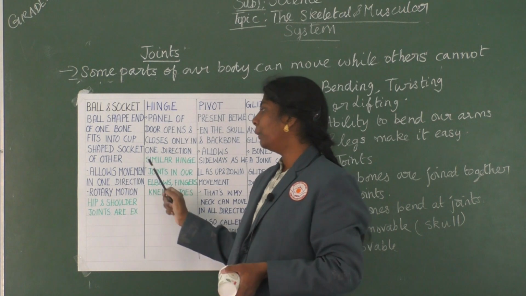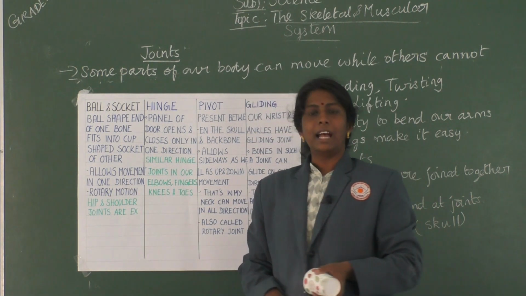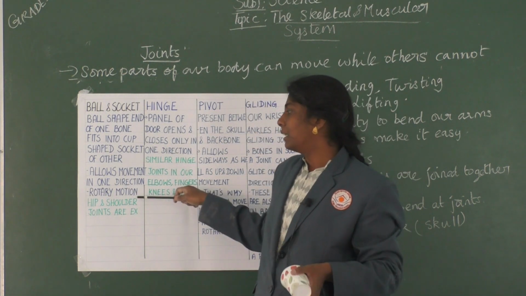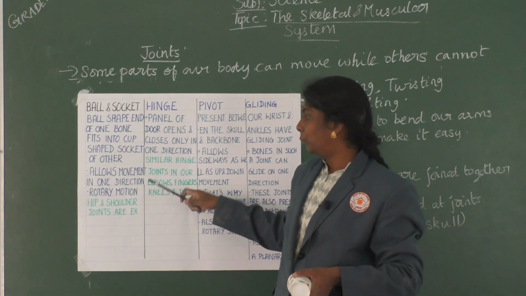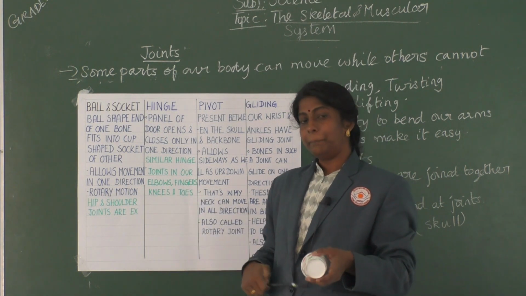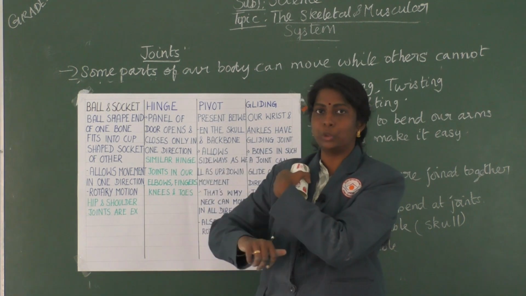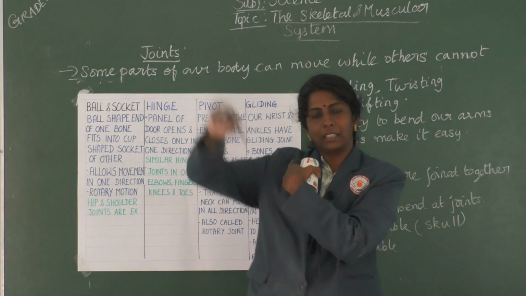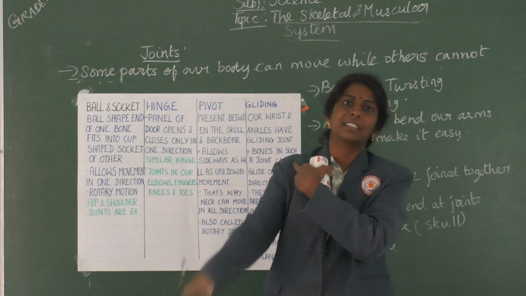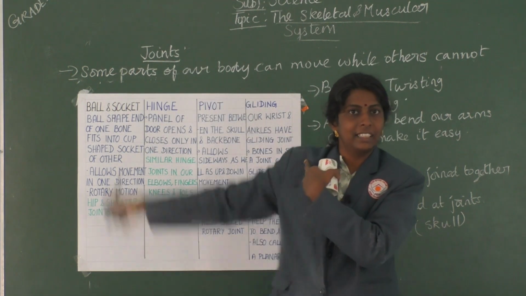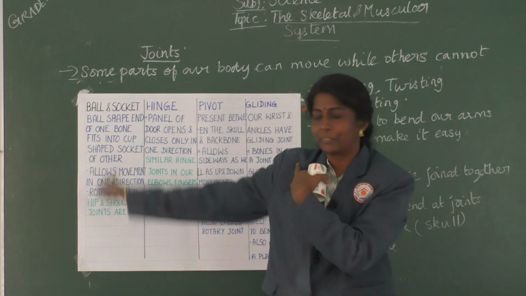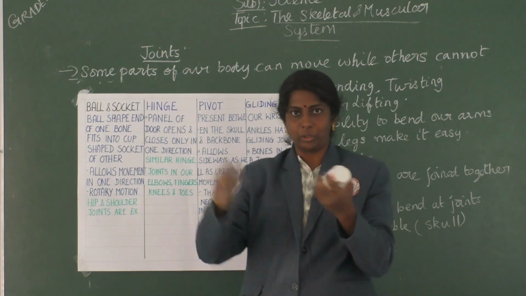This type of movement is said to be rotary motion. For example, this type of movement is present in the hip and shoulder. Here, this part, we are able to rotate like this and anti-clockwise. Is it not? Everything is possible. So this is the ball and socket joint.